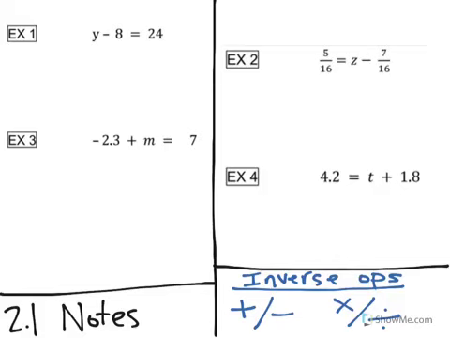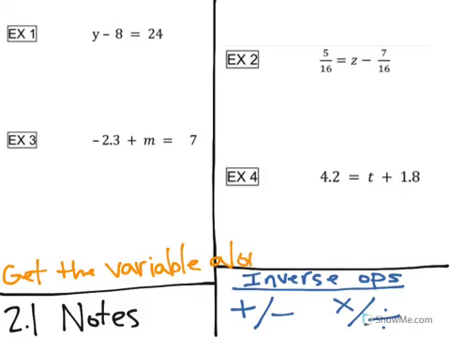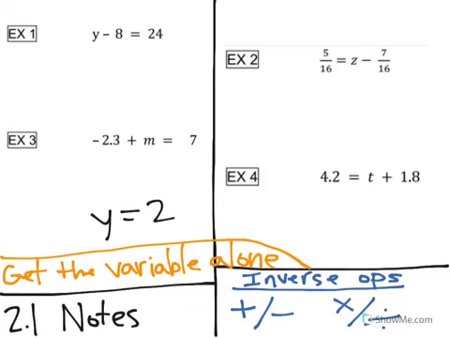Now our main goal in these problems is to get the variable alone. So get the letter alone, or we want to isolate the variable is another way to say it. So in order to solve equations, we know it's solved once we have something that looks like y equals a number or x equals a number. So we want to get the variable by itself.